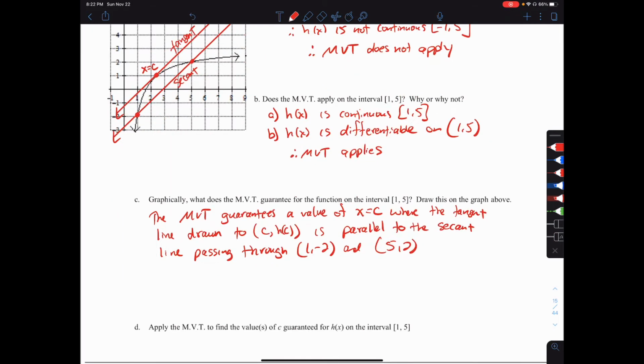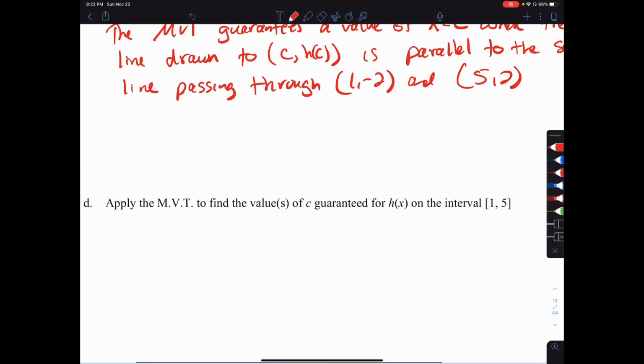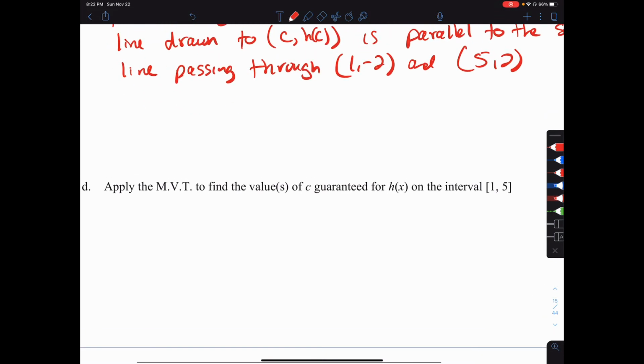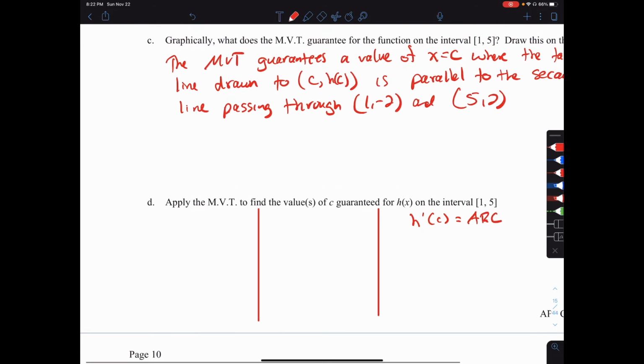Part D, apply the mean value theorem. All right, so here's what I suggest. We're going to do this in 3 parts. This last part, we want to make sure that h prime is going to be equal to the average rate of change. That's what we're after. So in order to do this, we need to figure out what the instantaneous rate of change is. So that would be the derivative.